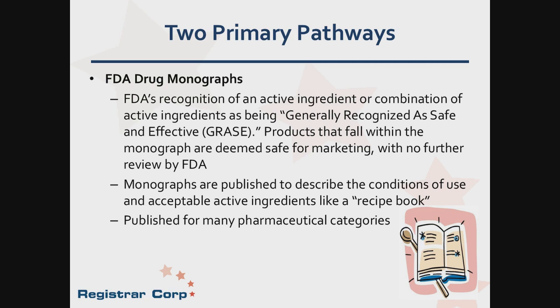And so FDA's recognition of an active ingredient as being generally recognized as safe and effective is the point of these monographs. So products that fall within the monograph are deemed safe for marketing with no further review by FDA. These monographs are published to describe the conditions of use and the acceptable active ingredients like a recipe book. They're published for many pharmaceutical categories and mean that a product does not have to receive an individual approval from FDA, provided it complies with the conditions described in that monograph.